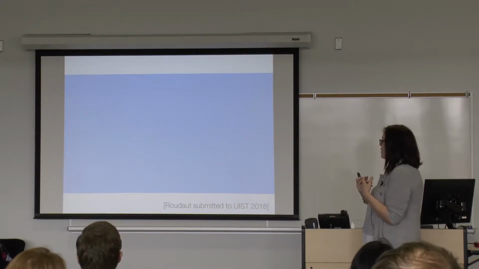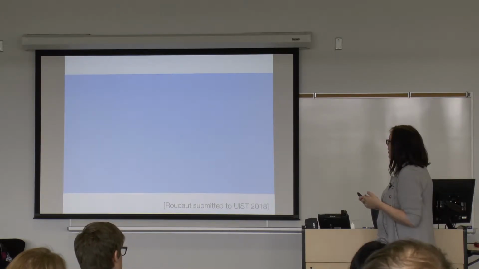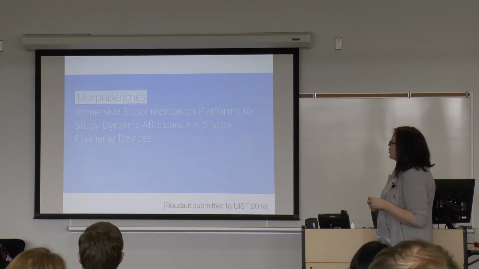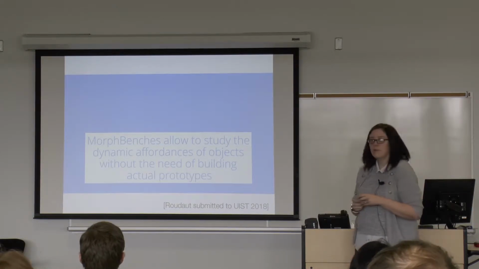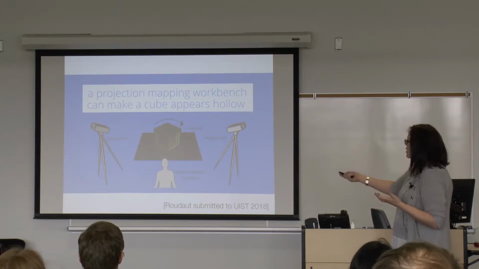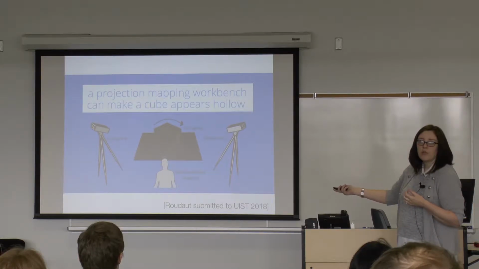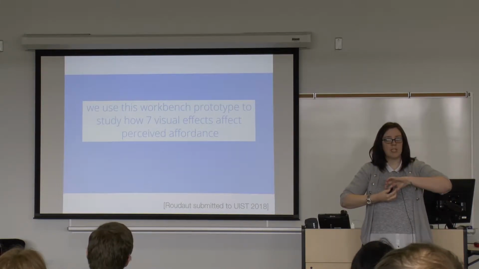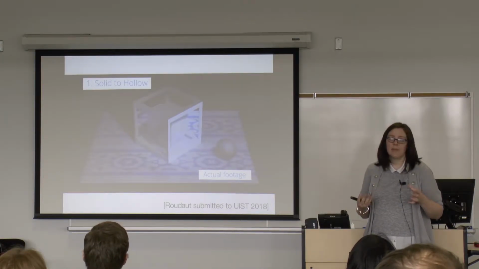This is a work that we submitted to UIST, so it's not accepted yet anyway, but I still want to show you. It's what we call MorphBench. It's using projection mapping to simulate shape-changing devices. We have these two projectors, we have an object in the middle, the user is placed at a certain position or head-tracked, and we can create different visuals on the object to simulate that it changed shape. So we create the illusion that it's changing shape.